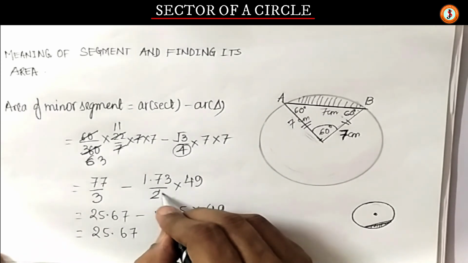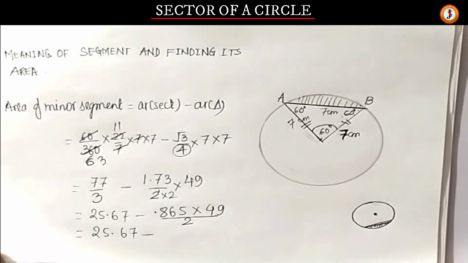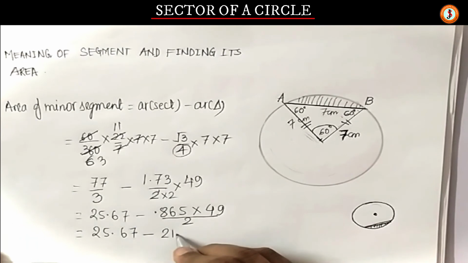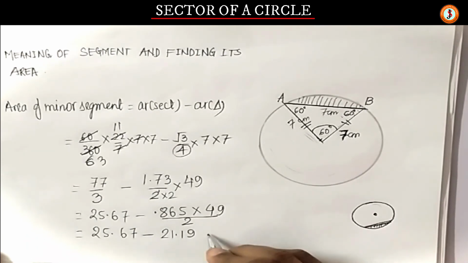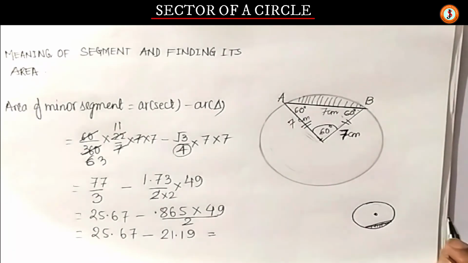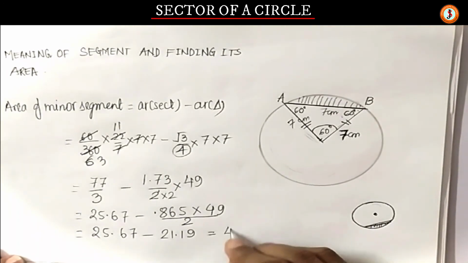So I will put 4. So this I can put again into 2. So this will be divided by 2. So 0.865 into 49 by 2. 0.865 into 49 by 2 will be how much? It will be 21.19. So 25.67 minus 21.19. So this comes to 4.48.